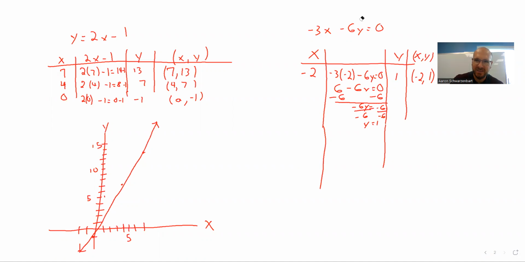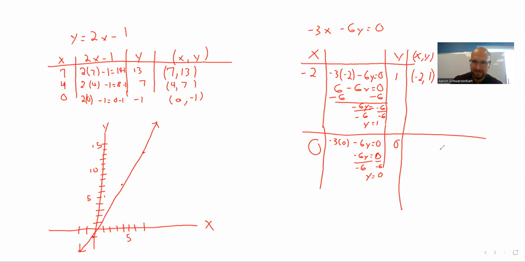So as an independent variable, I get to pick its values. So I'll pick 0 here. 0 is always a nice, easy value because multiplying by 0 is 0. If -6y equals 0, that means I again divide by -6. 0 divided by -6 is just 0. So it's going right through 0, 0.